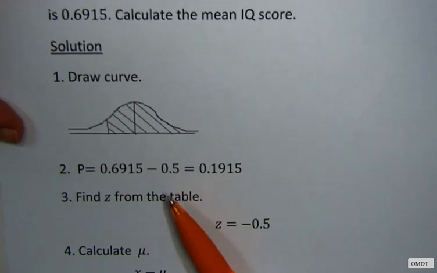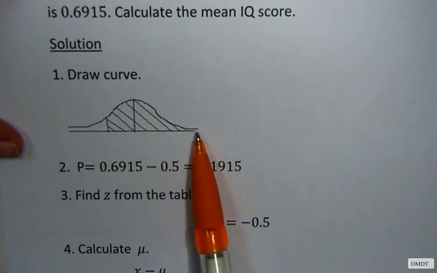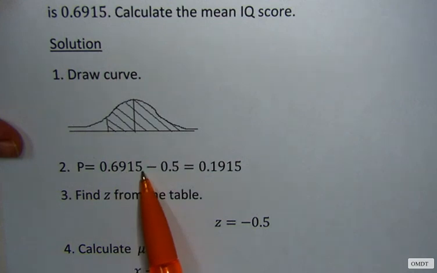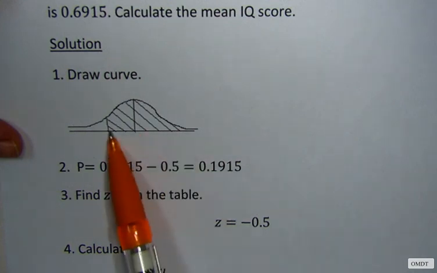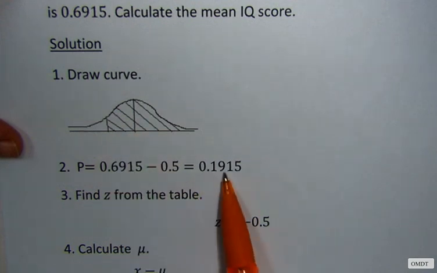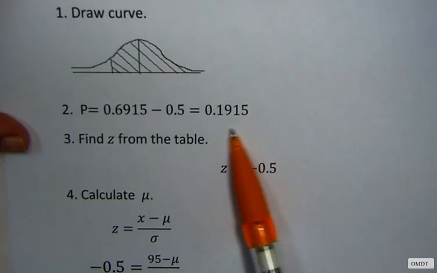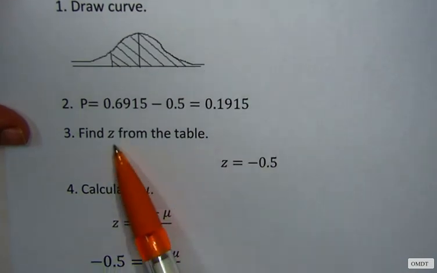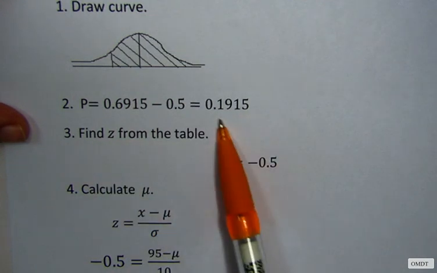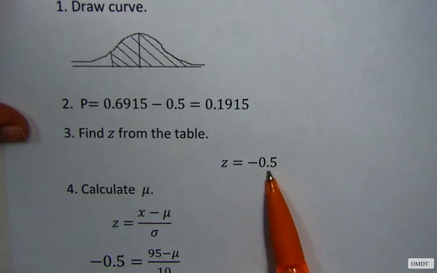So our next step, we know that here you have 0.5 from here to where we have shaded, 0.6915. So subtract the two, and you get the remaining probability here, so that is 0.1915. Next, we use our table to find the Z. You can find the table in the Eaton table. So when we use our table, we find that our Z is equal to minus 0.5.